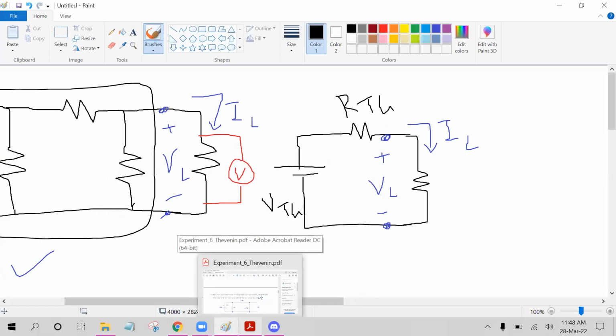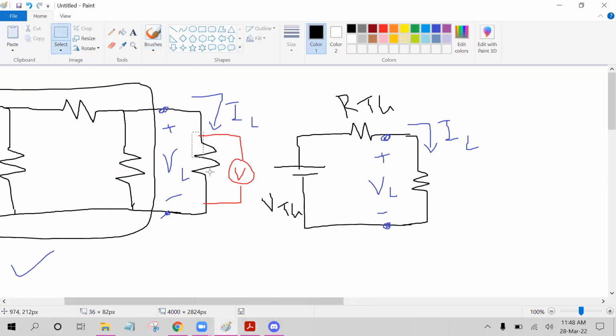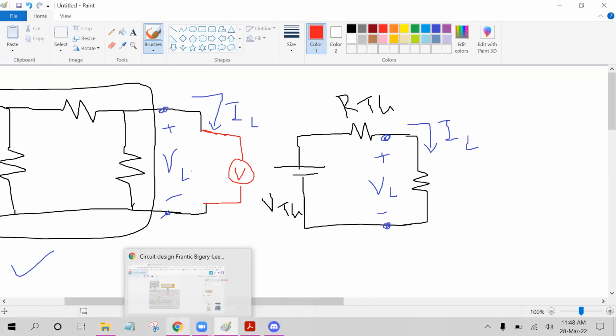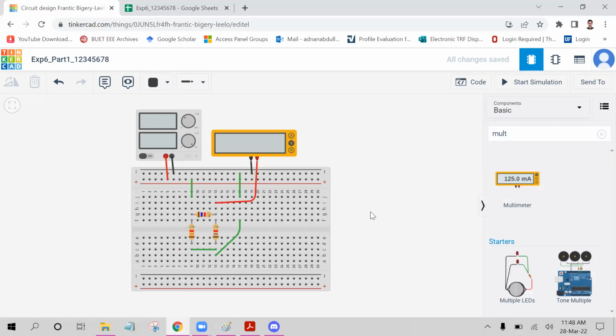If we delete the resistor, we have actually created an open circuit. And please remember that this voltmeter is already connected as we want it, right? So we do not need to give any more connection or change anything. Just simulate this circuit, and this value is your open circuit voltage or VThevenin.